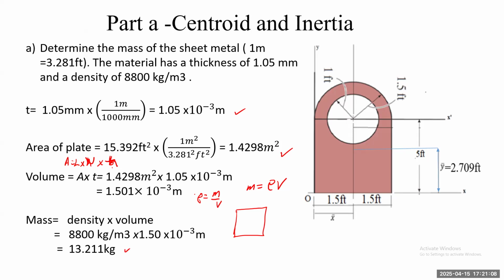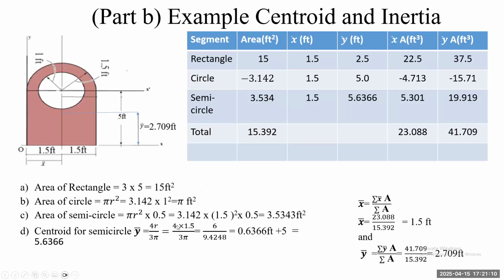So let's jump back and look at our problem. All right, so here we go now. We went ahead and found the area of the rectangle section to be 15, right? That would be 3 times 5, you get 15.